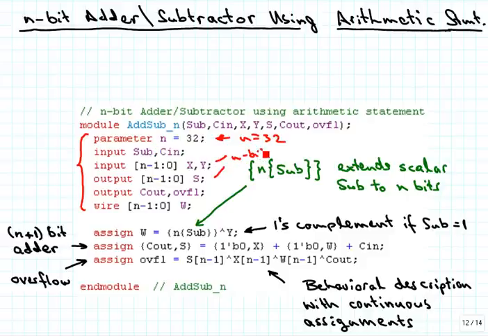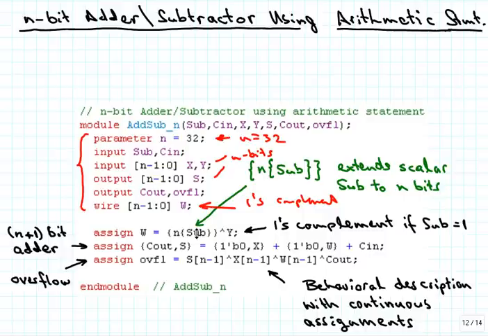Then we have some internal quantity w that's being used for the ones complement when we do subtraction. So this is ones complement. Here it is actually shown. We assign w to be the XOR of SUB, the subtract control, and y.